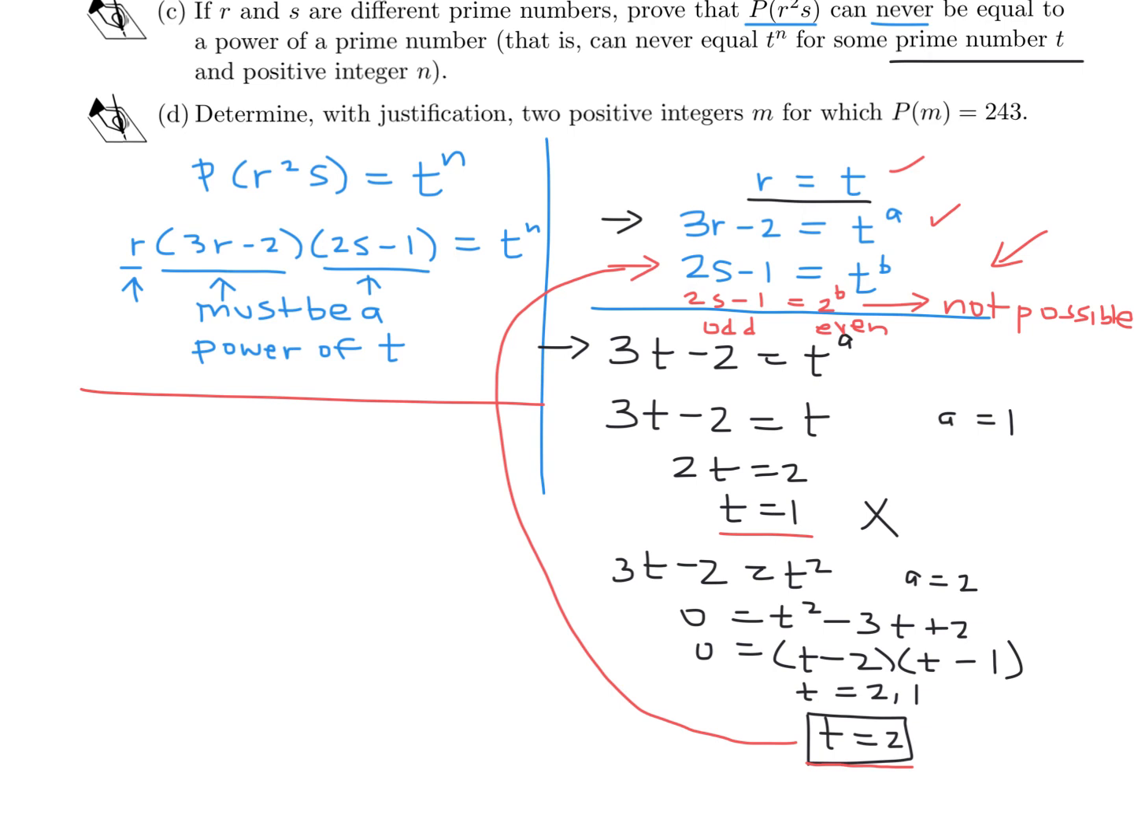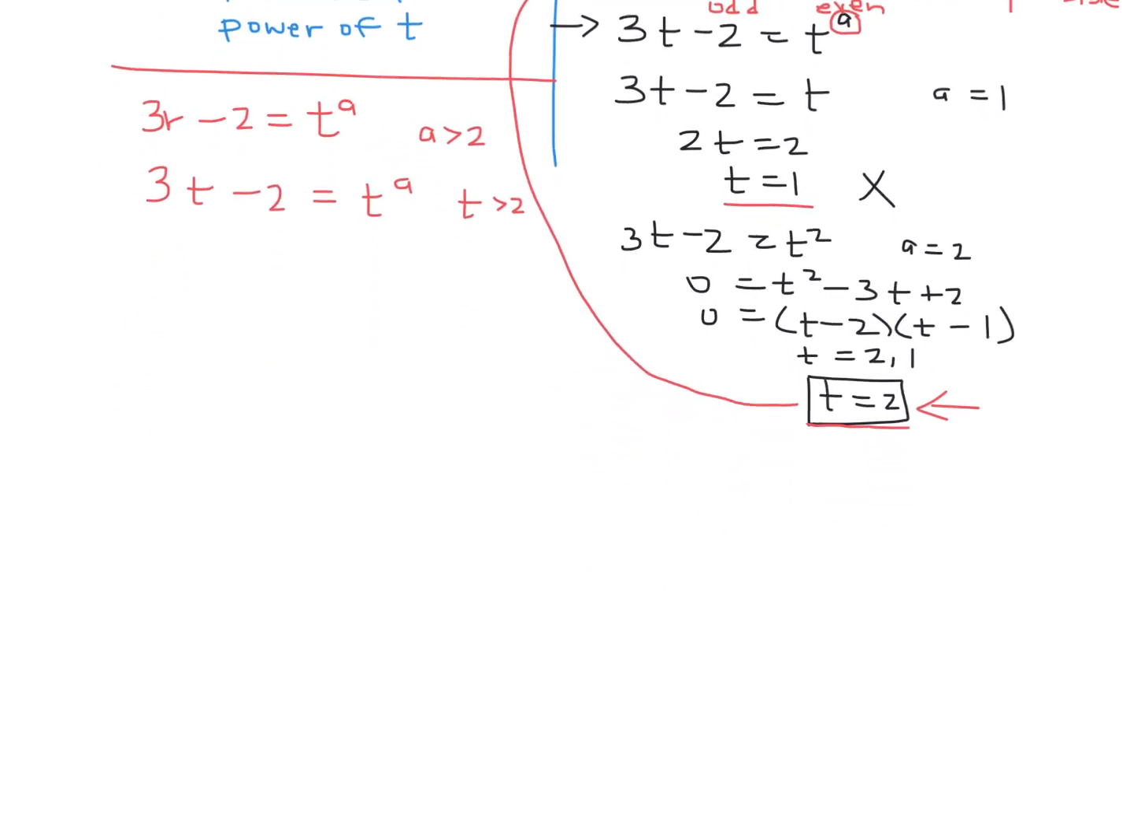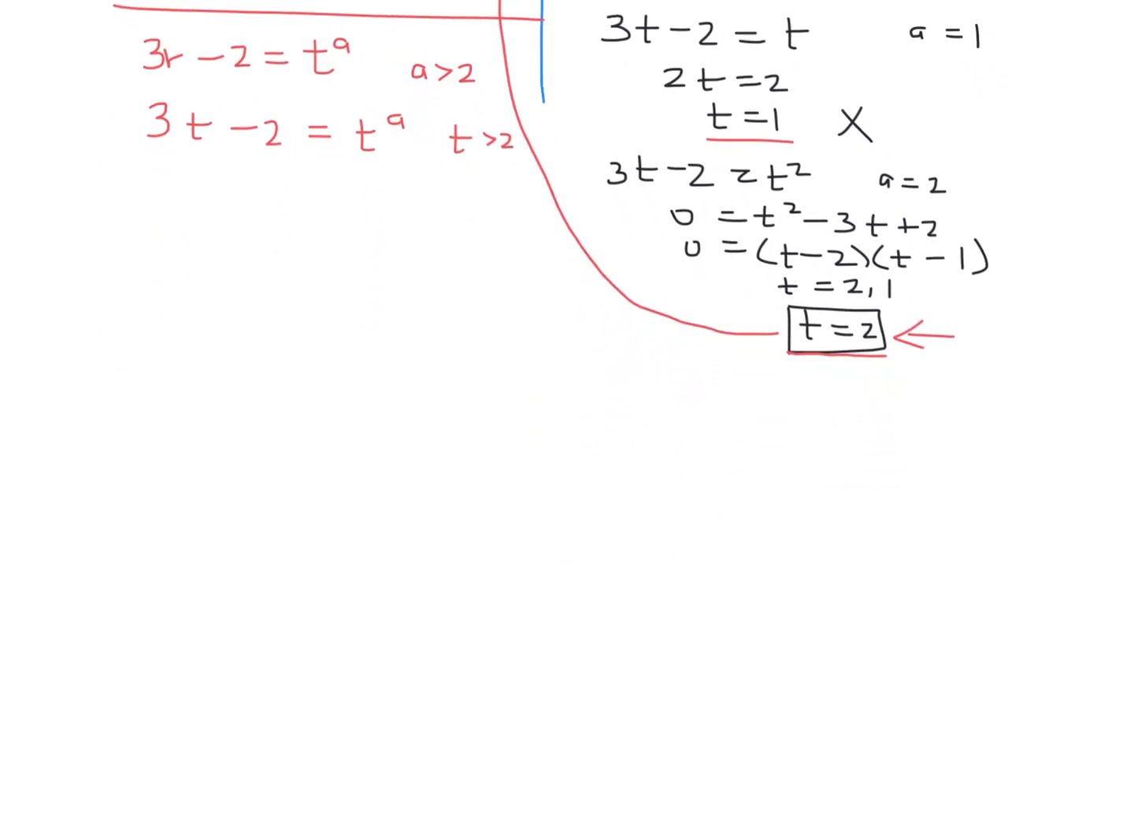different values? For example, when this a is greater than 2, like we have this 3r minus 2 is equal to t to the power of a. What about if a is greater than 2, and then we also have, when we substitute r equals t, 3t minus 2 is equal to t to the power of a. And what about if t is greater than 2, right? Because we stopped at 2. We have to look at those scenarios. Okay, let's look at those scenarios, see what we get.